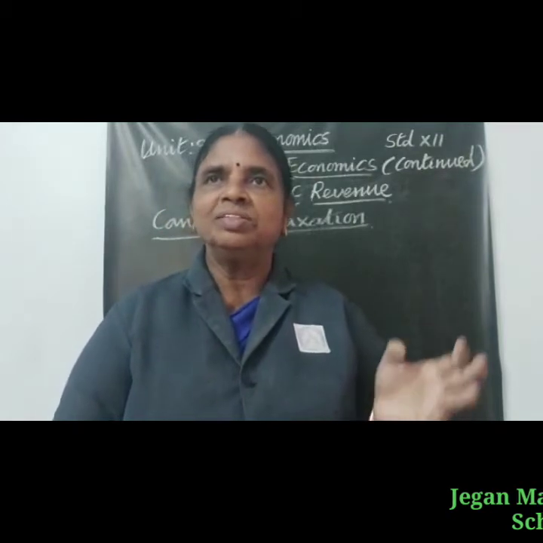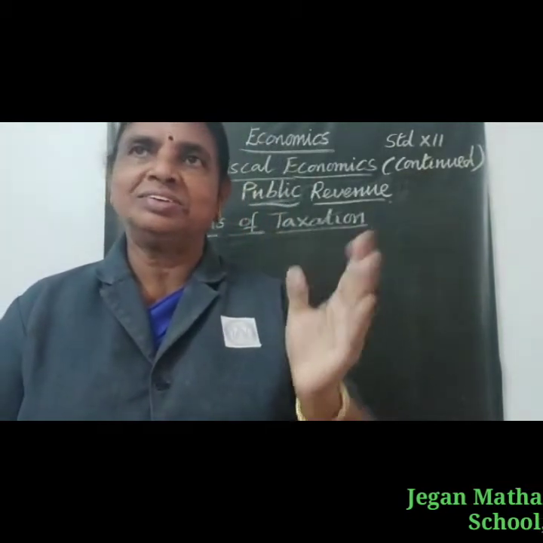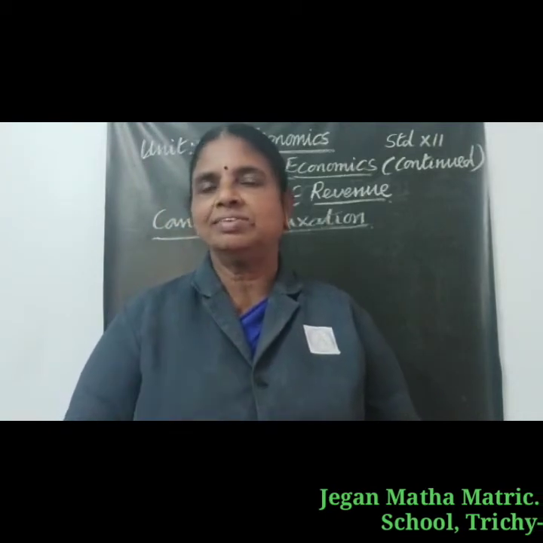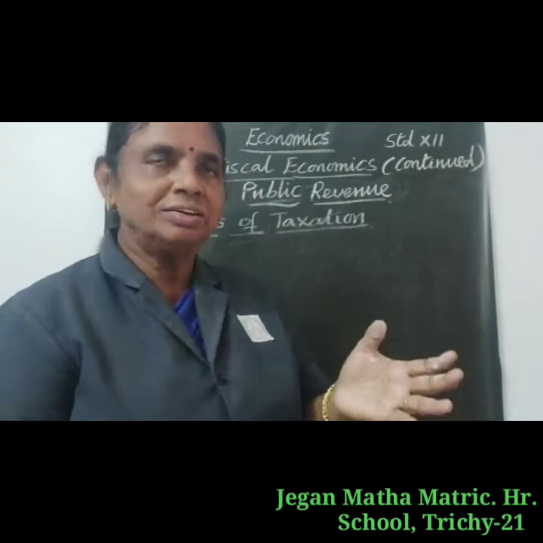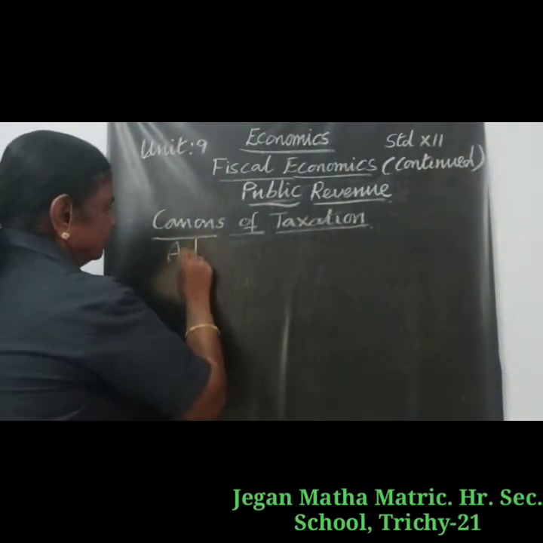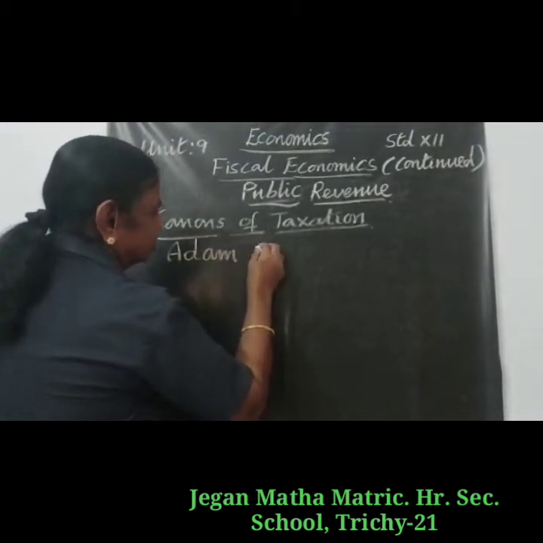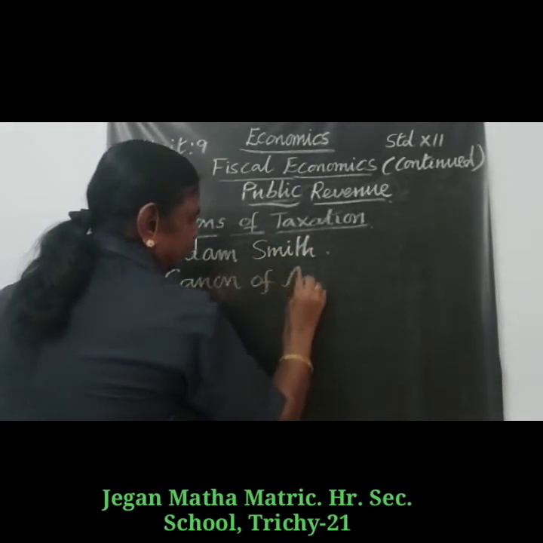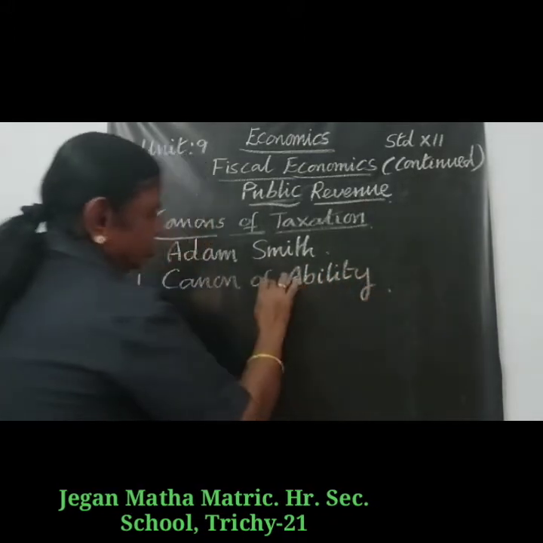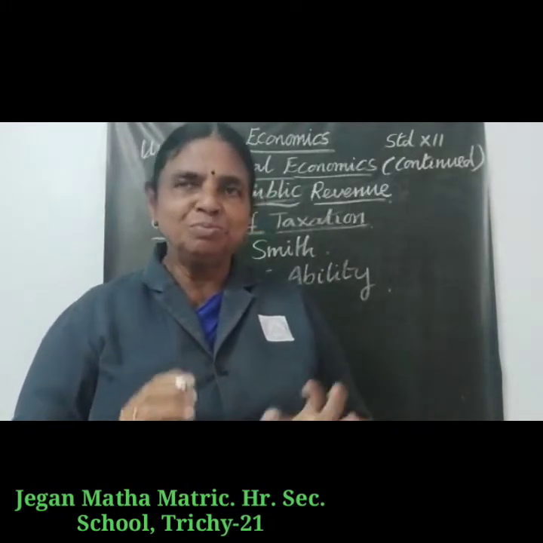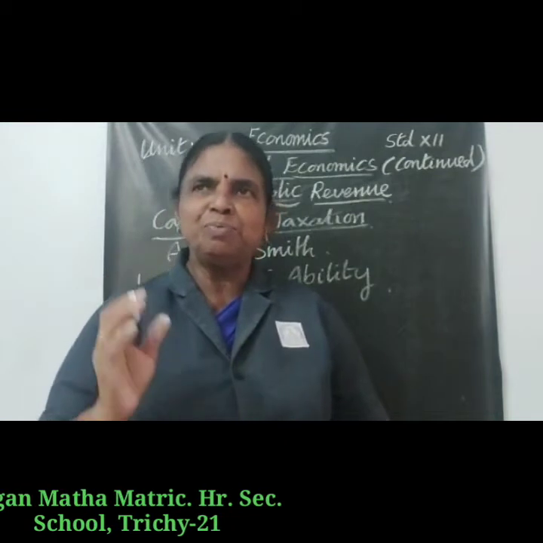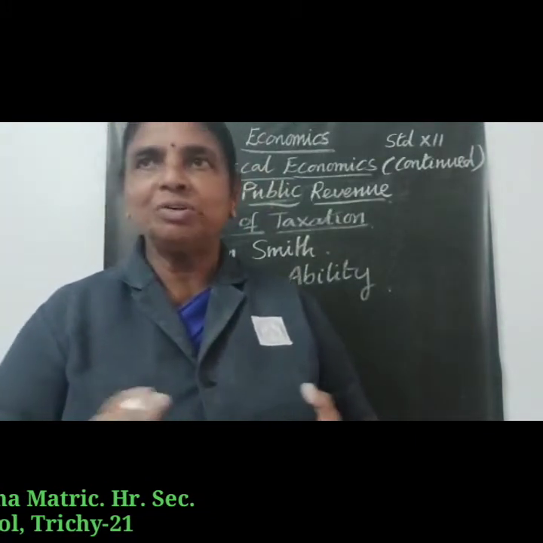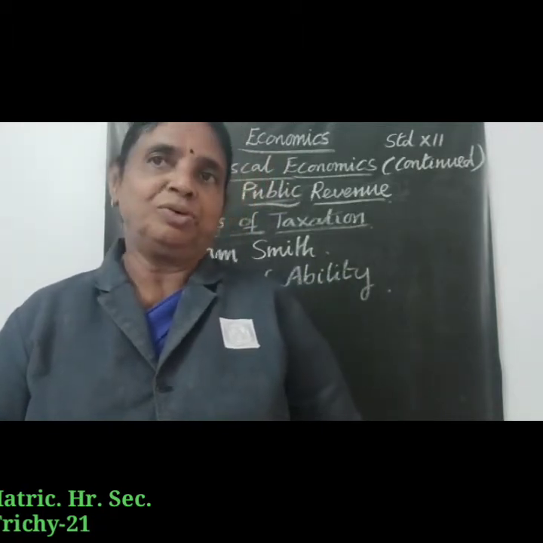According to Adam Smith, there are 4 canons or maxims of taxation. They are canon of ability, canon of certainty, canon of convenience, canon of economy. Canon of ability according to Adam Smith. The government should levy tax according to the ability of the people. The government should impose tax in such a way that the people have to pay taxes according to their ability. In such case, a rich person should pay more tax compared to a middle class person or a poor man.